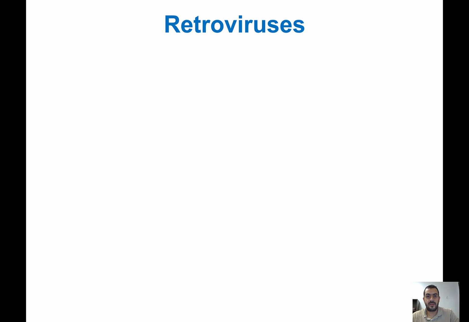Hello everyone. In this video we are going to discuss a family of viruses called the retroviruses. Before going to do that, let's first remind ourselves what transcription is. As you know, transcription is the process through which the information encoded in the DNA is used to form the RNA molecule. This is the transcription process.